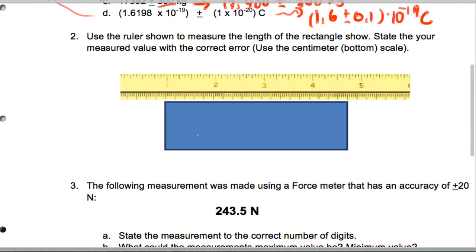Now for problem number two, let's be clear. I've got a little bit of uncertainty here. That's going to be plus or minus 0.05 centimeters of uncertainty. Remember, we take half of the tick when it's what we call analog equipment. And then we've got another plus or minus 0.05 centimeters here.